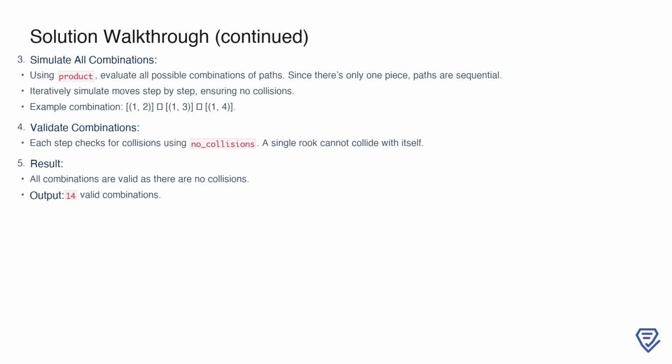At each step of the simulation, we ensure that no collisions occur using the no_collisions function. Since there is only one rook, there are no other pieces to consider, and it cannot collide with itself. As a result, all simulated paths are valid. Finally, we find that there are 14 valid move combinations for the rook starting at position 1, 1. This serves as the output for this example.